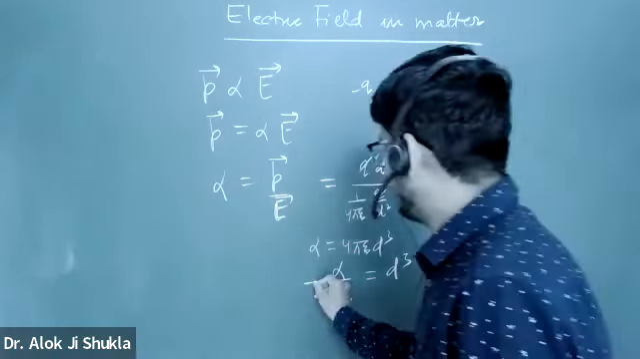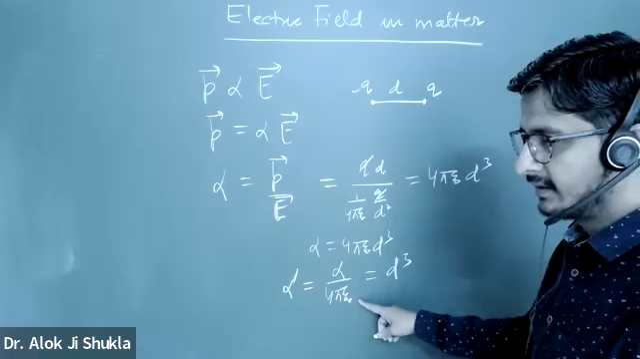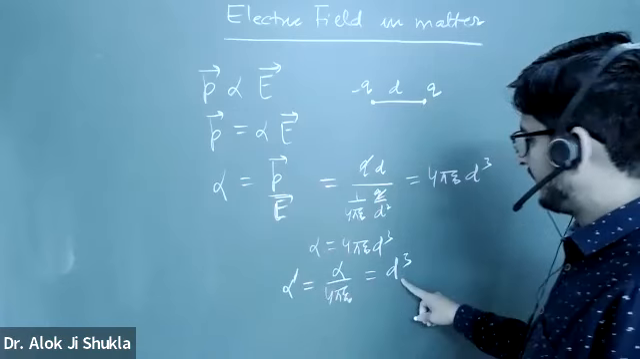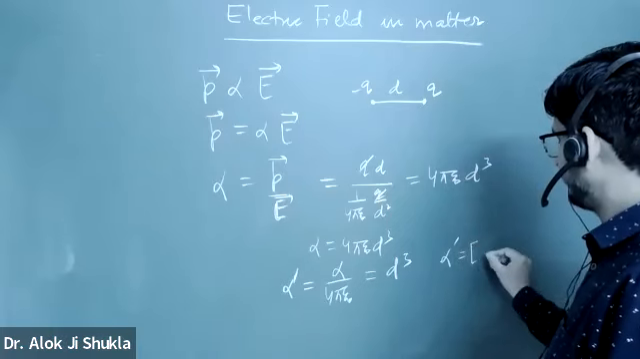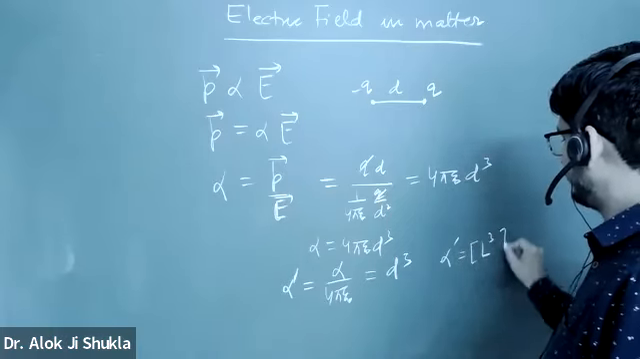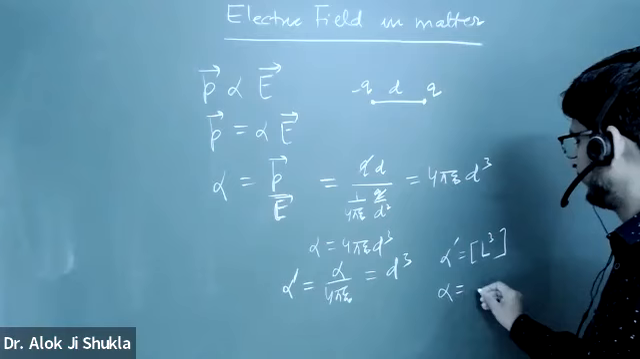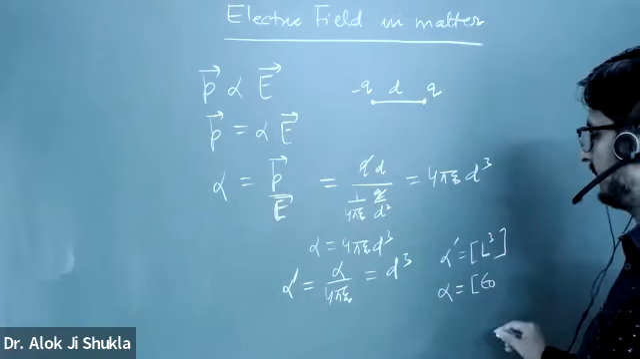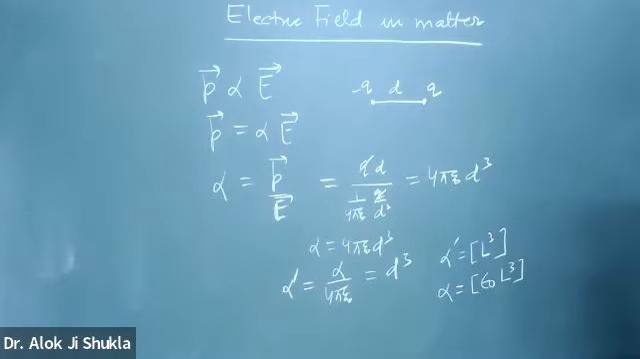So I can define some alpha dash, which is not the same dimension as polarizability. Sorry, polarization. Alpha dash will have dimension of meter cube. So alpha dash will have dimension of, tell me, L cube. And alpha will have dimension of epsilon naught into L cube. Is that okay?